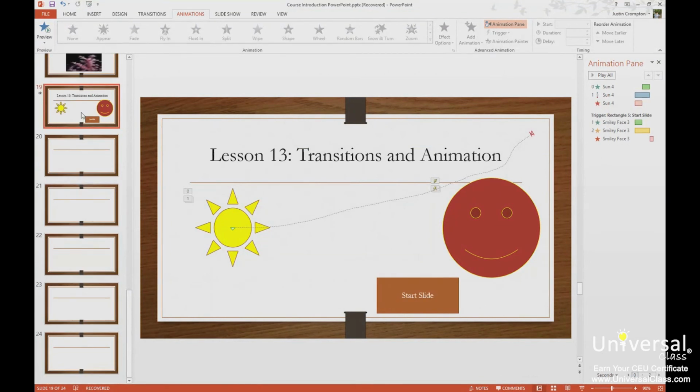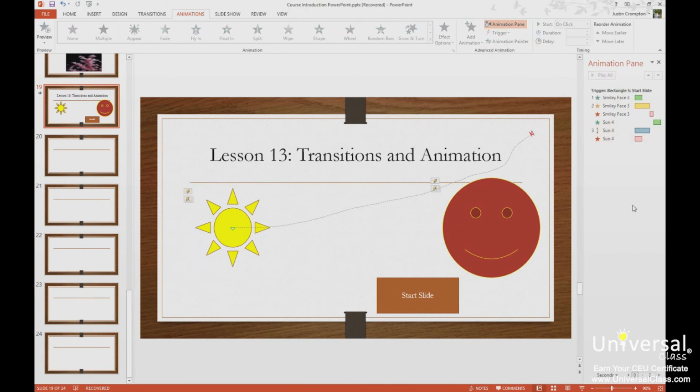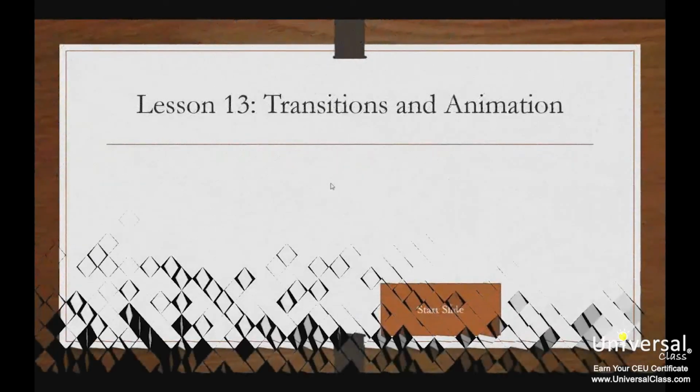Okay, we can also do something called a trigger. On click by default means click anywhere on the slide. And this trigger, click anywhere on the slide to trigger an on-click animation. However, I want all of these things to happen only when I click this Start Slide here. So let's go to my slide.